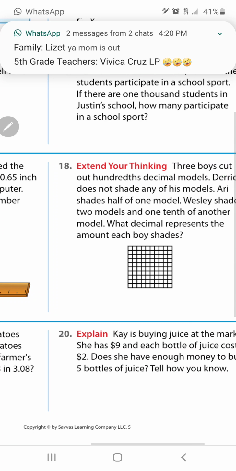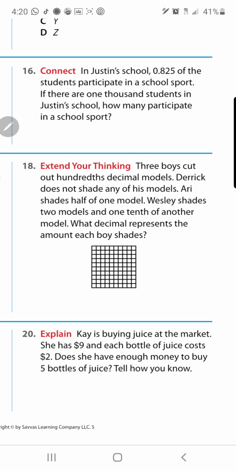Let me go ahead and go to number 18. It says, extend your thinking. 3 boys cut out hundredths decimal models. Derek does not shade any of his models. Ari shades half of one model. Wesley shades 2 models and 1/10 of another model. What decimal represents the amount each boy shades?